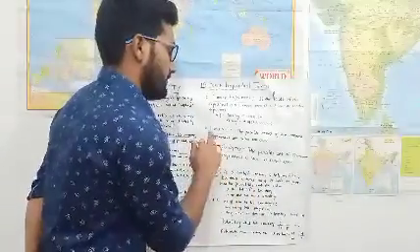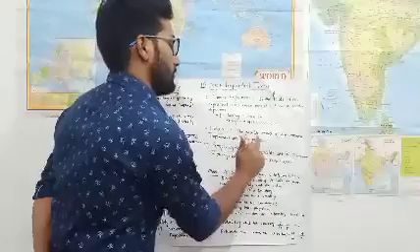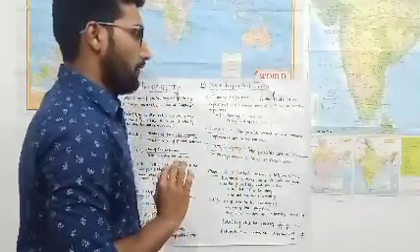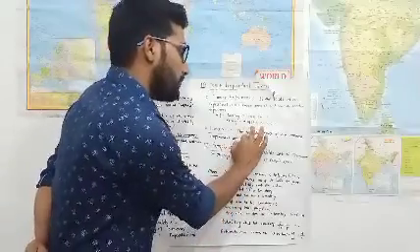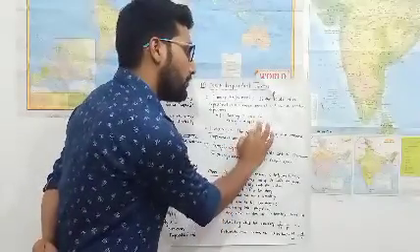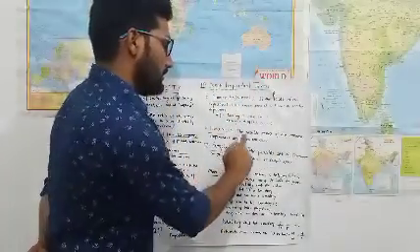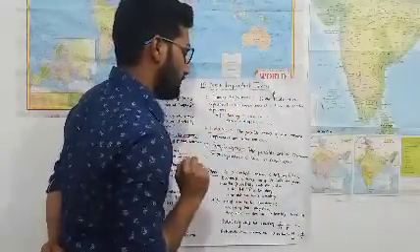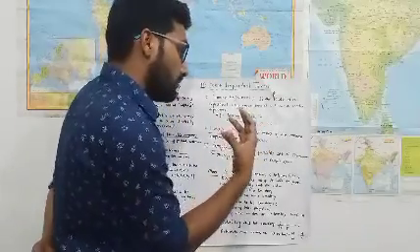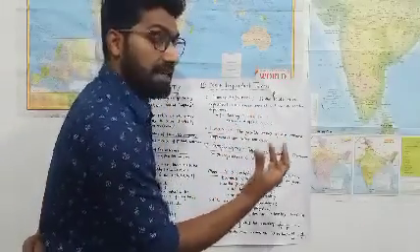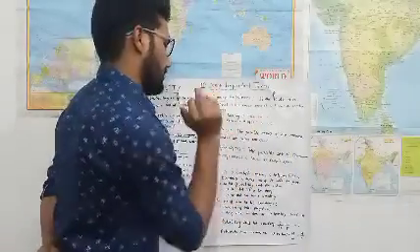Second is the outcomes. The possible results of a random experiment are called outcomes. So while we roll a dice, the possible outcomes may be 1, 2, 3, 4, 5, 6. So these are the outcomes. While tossing a coin, there is the possibility of getting head or tail. These are the outcomes.